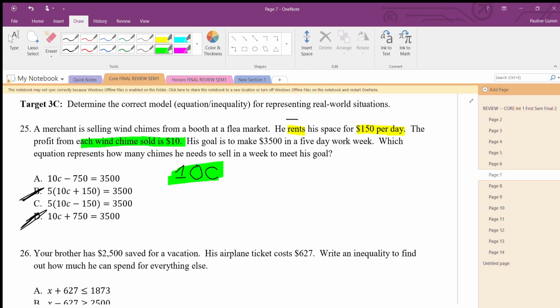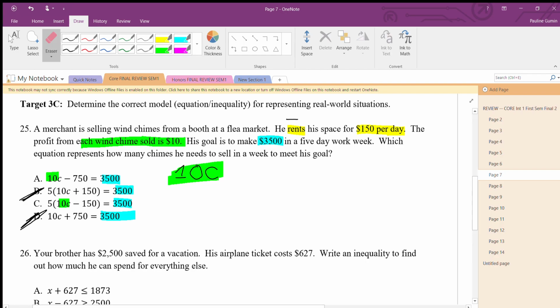And you know what? Letter A and letter C both have that. So let's figure out if we need that 5 on the outside or there's some sort of 750 in there. His goal is to make 3,500. Well, all of them have a goal of 3,500. That's not very helpful.